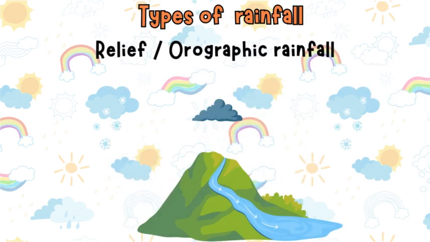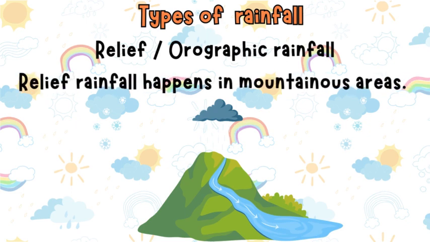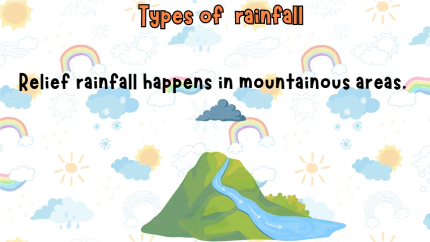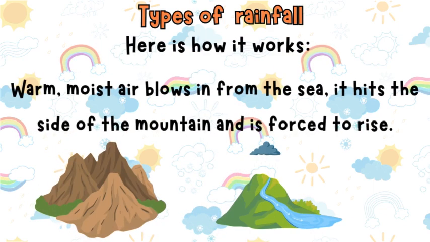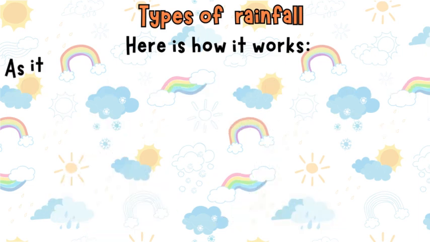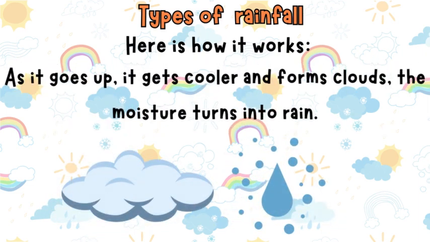Relief rainfall, also called orographic rainfall. Relief rainfall happens in mountainous areas. Here's how it works. Warm, moist air blows in from the sea. It hits the side of a mountain and is forced to rise. As it goes up, it gets cooler and forms clouds.